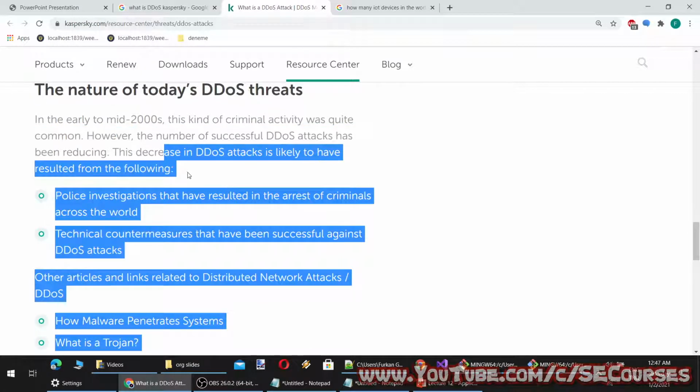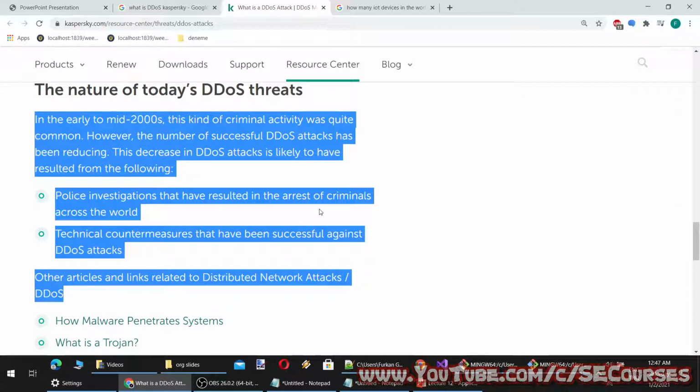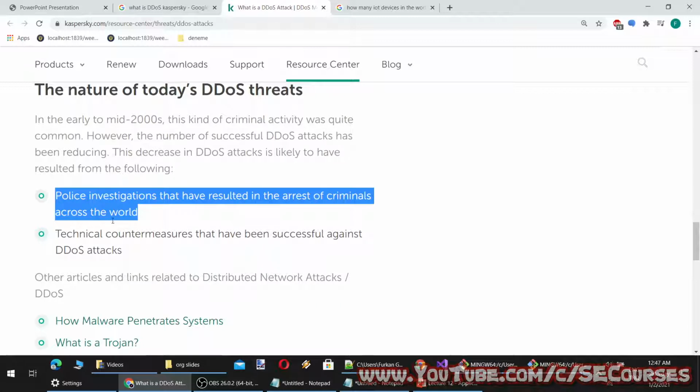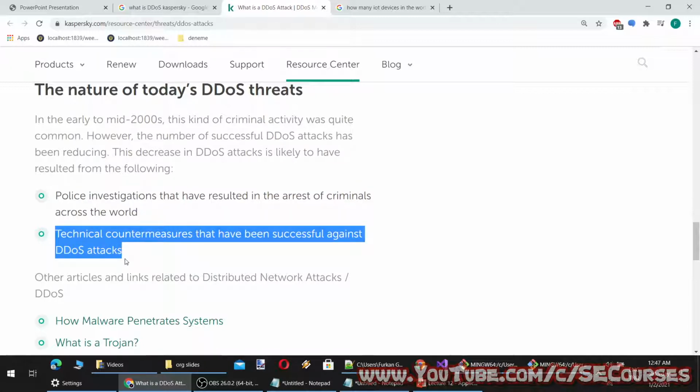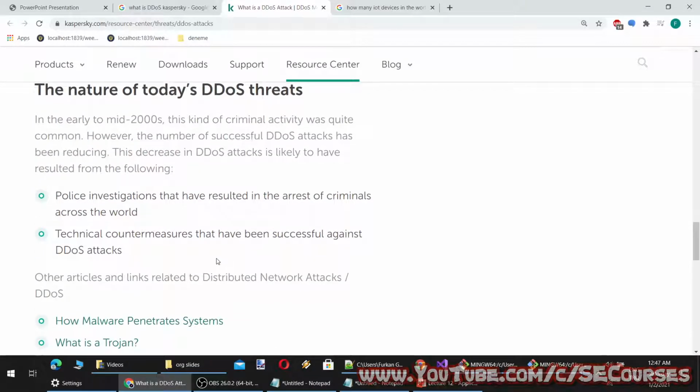The nature of today's DDoS threats. In the early to mid-2000s, this kind of criminal activity was quite common. However, the number of successful DDoS attacks has been reducing. This decrease in DDoS attacks is likely to have resulted from the following: police investigations that have resulted in the arrest of criminals across the world, and technical countermeasures that have been successful against DDoS attacks. Other articles and links related to distributed network attacks, DDoS. Okay, the currently most effective way of preventing DDoS is using cloud services. Such as the biggest one I will show you.